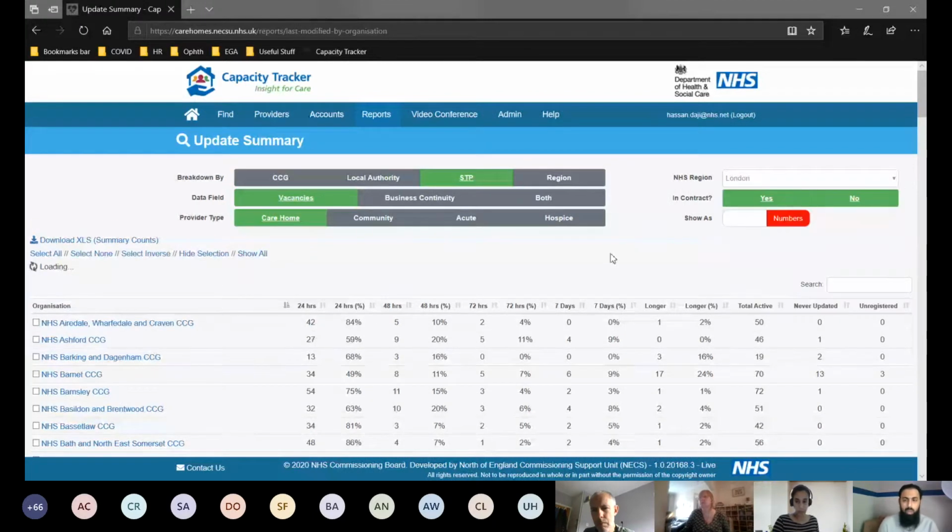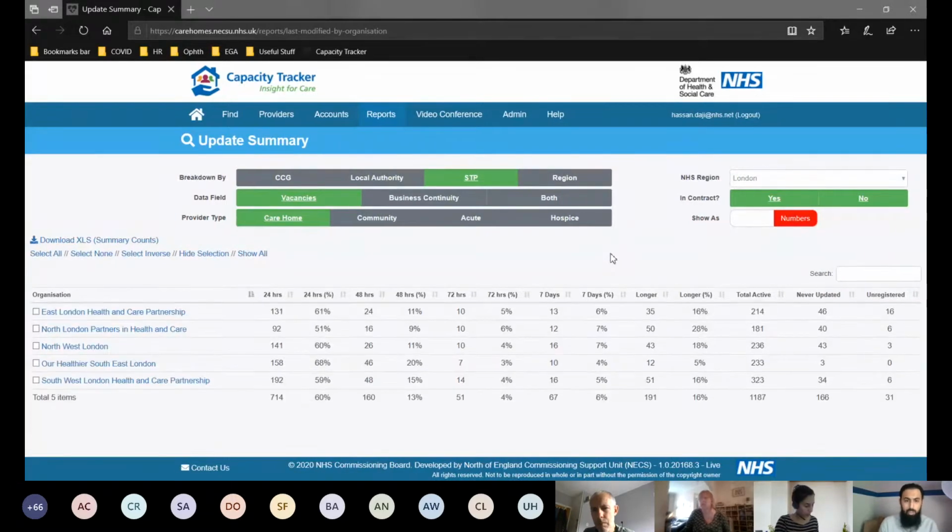So here, what we're looking at is how many homes, and the percentage of homes, that have updated their information on Capacity Tracker in a given period of time. I've gone to STP level, so these are the STPs showing for London, and you can toggle between whether they're updating the information for their vacancies, so the number of beds that they have filled or empty, business continuity, which I will go through in terms of a provider perspective, what they need to complete, or both of them.